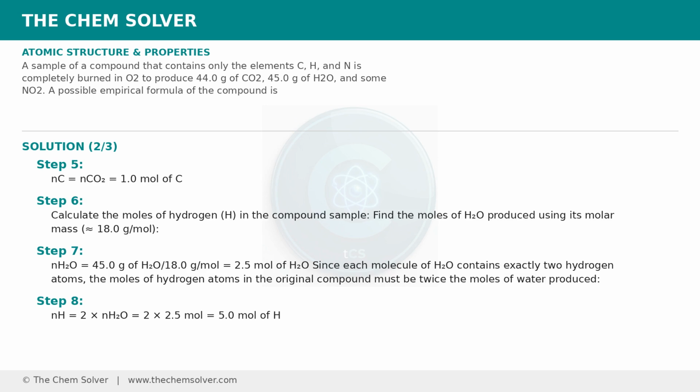Calculate the moles of hydrogen, H, in the compound sample. Find the moles of H2O produced using its molar mass. Approximately 18.0 grams per mole. nH2O equals 45.0 grams of H2O over 18.0 grams per mole, which equals 2.5 moles of H2O, since each molecule of H2O contains exactly 2 hydrogen atoms. The moles of hydrogen atoms in the original compound must be twice the moles of water produced. nH equals 2 times nH2O, which equals 2 times 2.5 moles, which equals 5.0 moles of H.